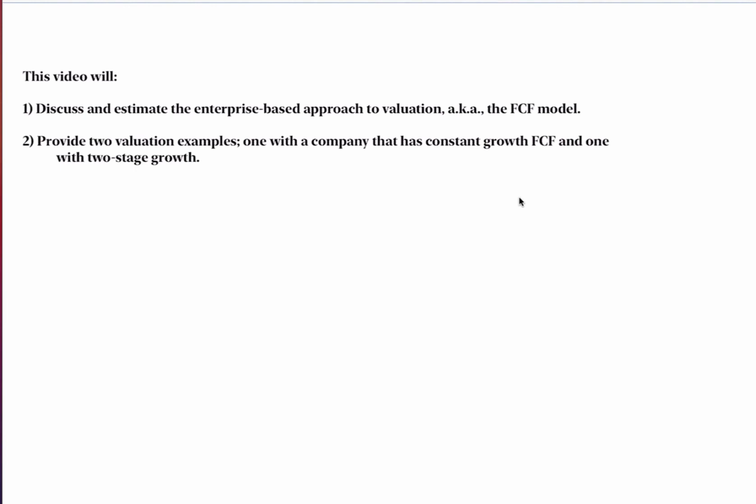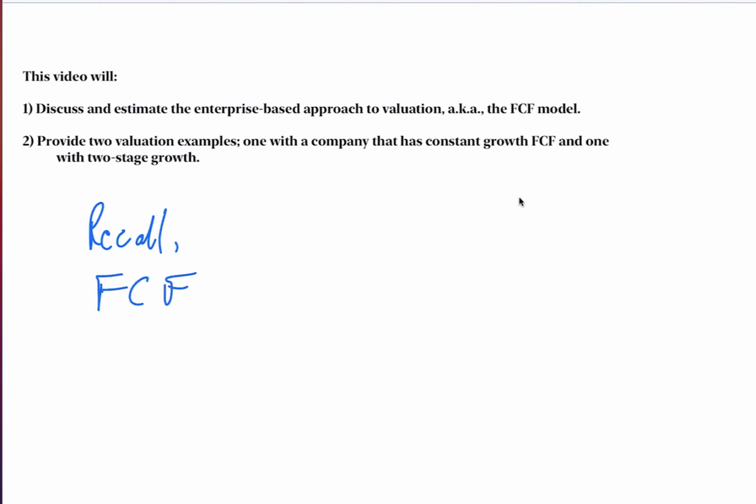This video will discuss and estimate the enterprise-based approach to valuation, also known as the free cash flow model. And we'll also provide two valuation examples, one with constant growth for free cash flow and another with two-stage growth of free cash flow. So recall from a previous chapter what free cash flow is.